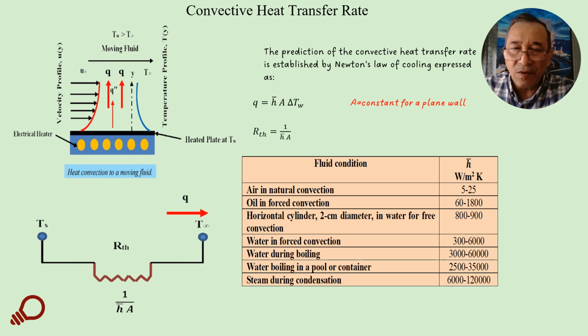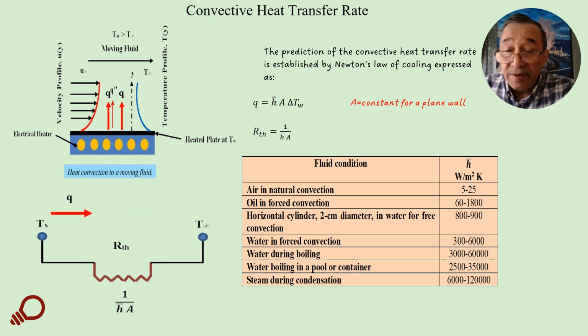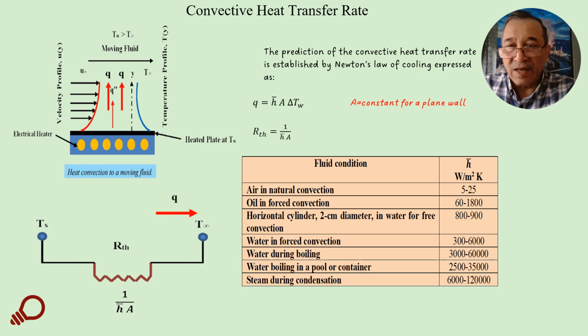And finally, if we look at steam in the condensation process, then it will be really high. It is in the range between 6,000 to 12,000. And of course, these values again depend on the mode of the condensation process, which occurs at the cooling element, and that mode will be given maybe in forthcoming episodes.